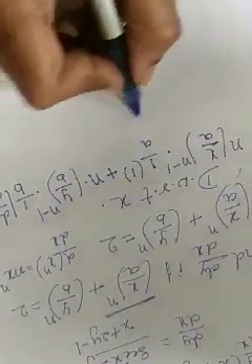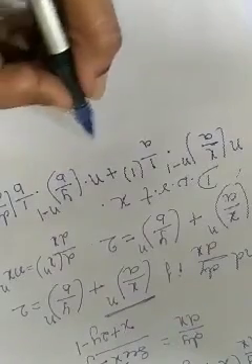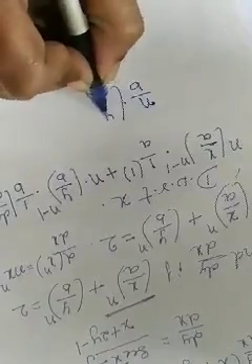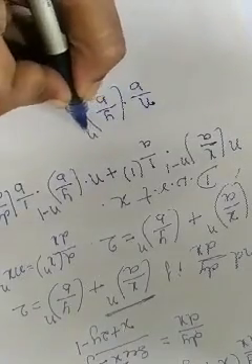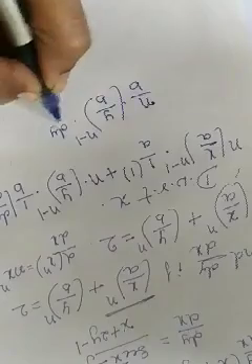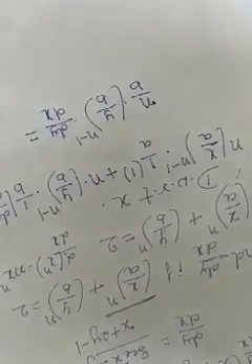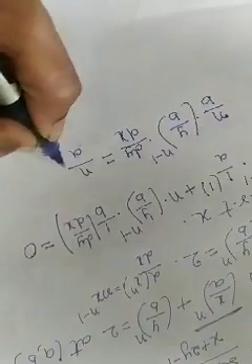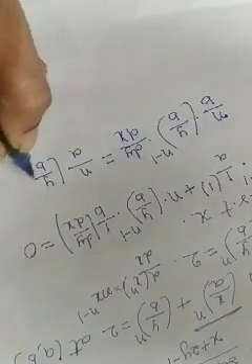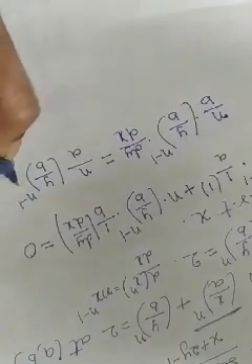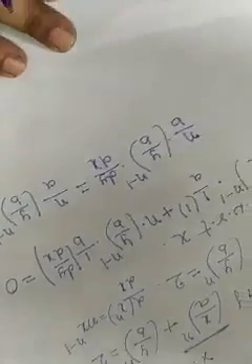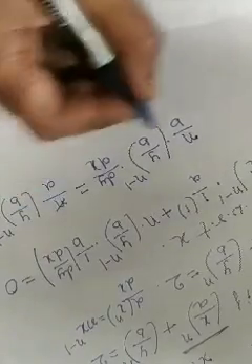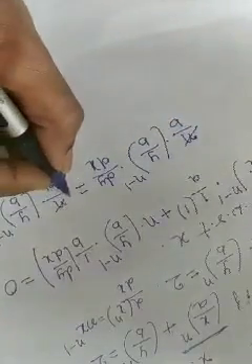Now separate the dy by dx. N by b into y by b whole raised to n minus 1 into dy by dx equals n by a, y by b whole raised to n minus 1. n gets cancelled.